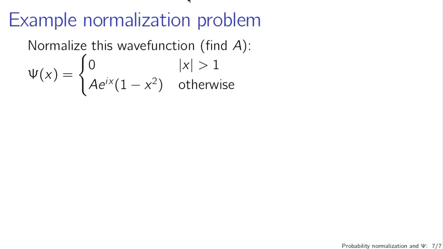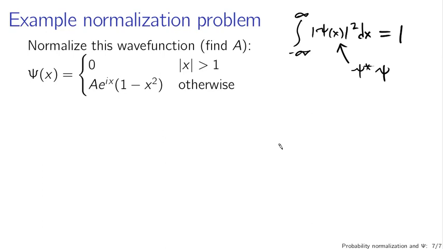Now, to do an example here, normalize this wave function. What that means is that we're going to have to find a constant, and I've already put the constant in the wave function, A, such that the integral from minus infinity to infinity of the squared absolute magnitude of psi of x, in this case I've left the time dependence out, is equal to 1. And same as in the last problem, the first thing we're going to do is substitute the squared absolute magnitude of psi for psi star times psi.